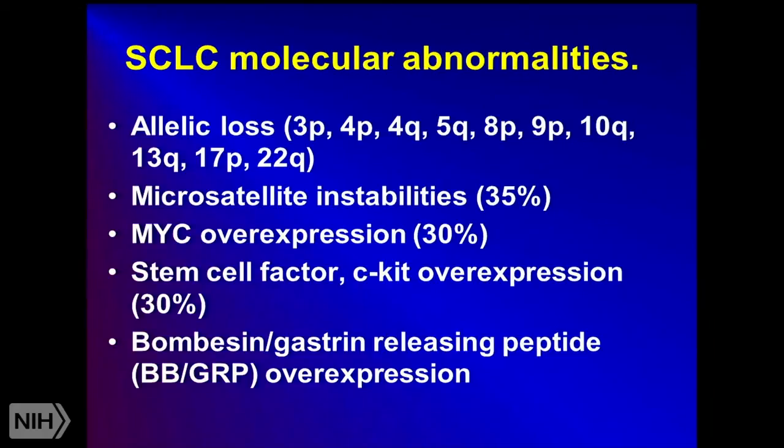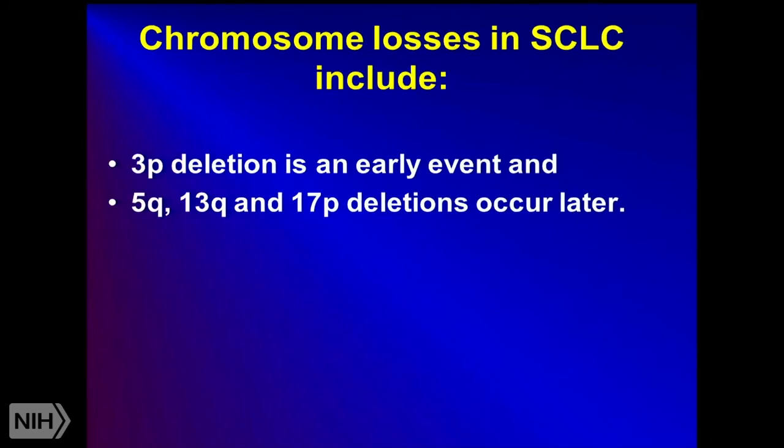So in terms of molecular abnormalities, there's loss of chromosomes in 3p, 4p, 4q, 5q, 8q, 9p, 10q, 13q, 17p, and 22q. We'll also look at microsatellite instabilities, MYC overexpression. MYC is an oncogene. Tyrosine kinase receptors such as the c-KIT overexpression, and we'll close looking at the bombesin GRP receptor, the G protein coupled receptor.